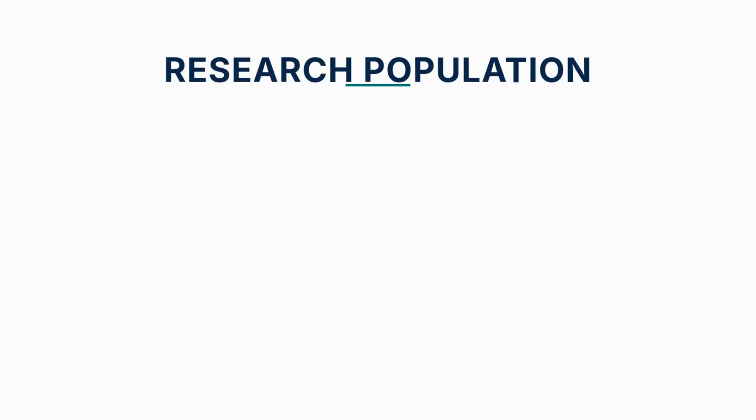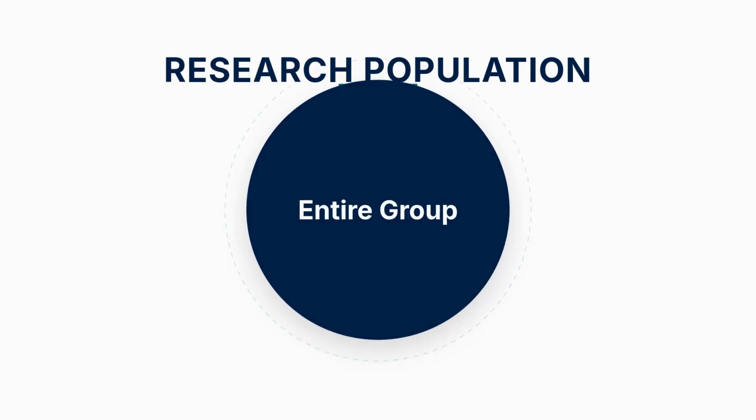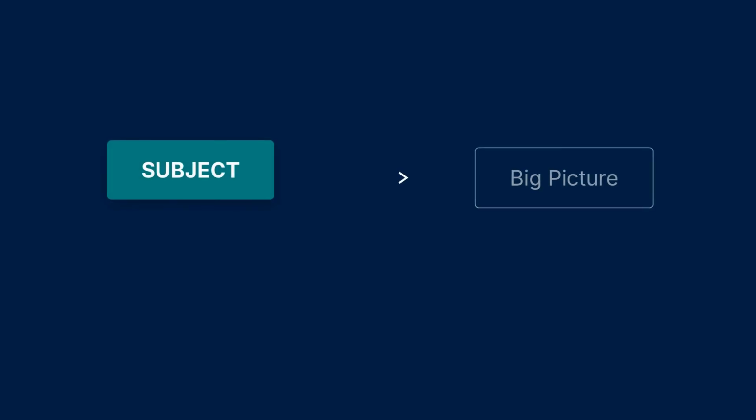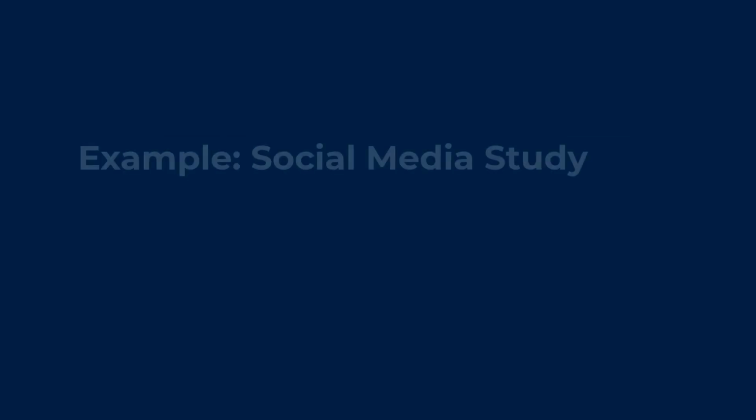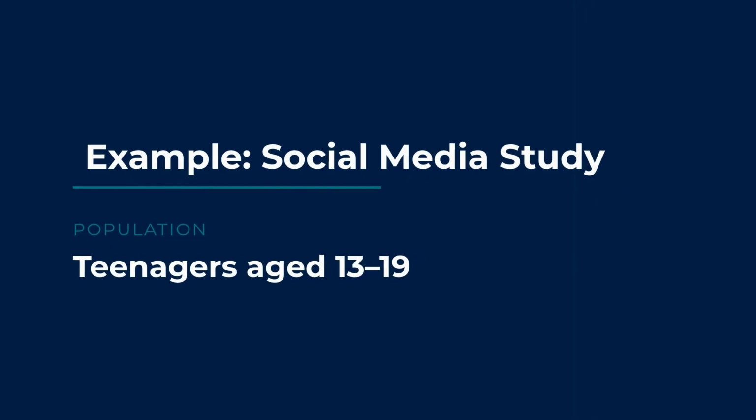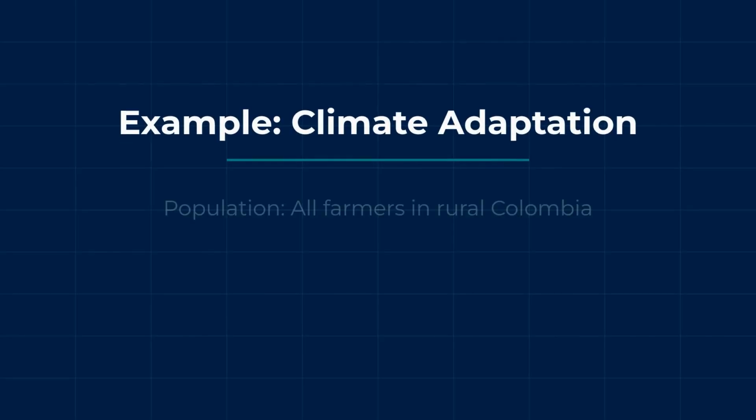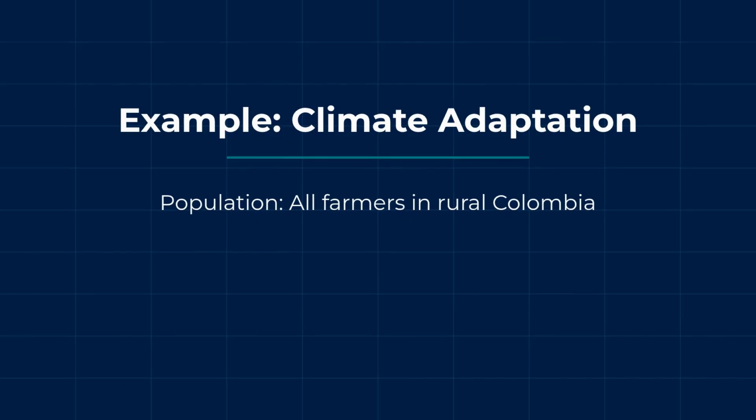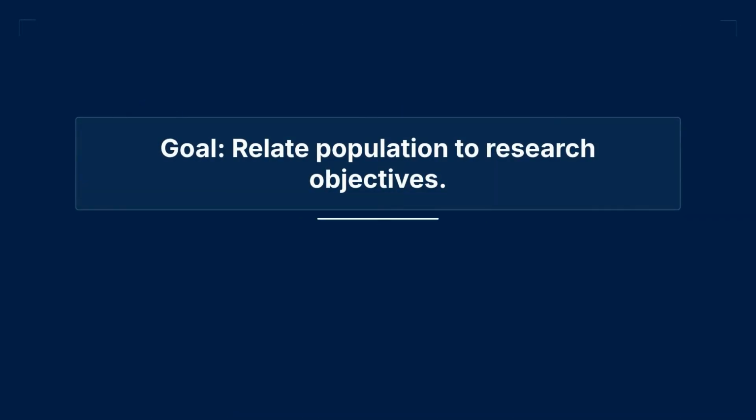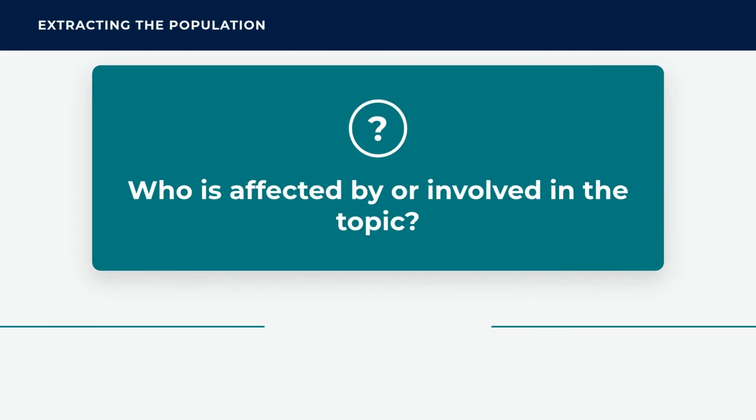The research population is the entire group of people, organizations, or items that your study is focused on. It's the big picture of who or what you want to understand. For example, if your thesis is about the impact of social media on teenagers, your population might be teenagers aged 13-19. If your study is about how farmers adapt to climate change, your population could be all farmers in rural areas of Colombia. The population should directly relate to your research objectives. To extract the population, ask yourself, who is affected by or involved in the topic I'm studying?